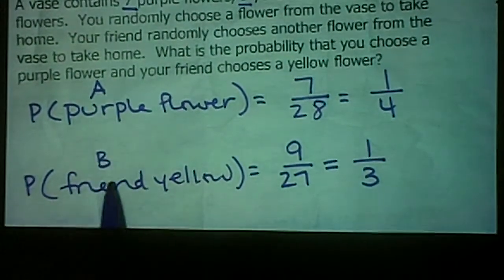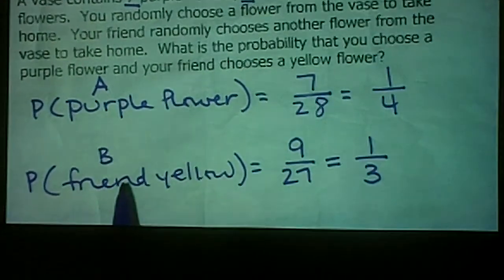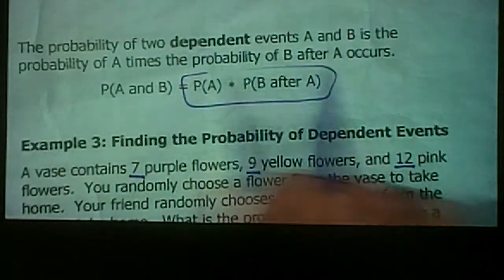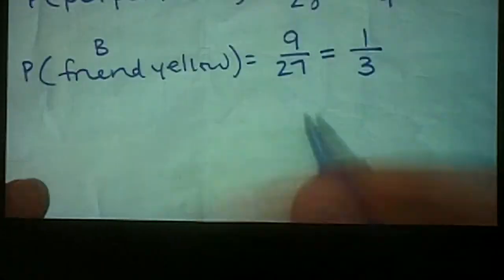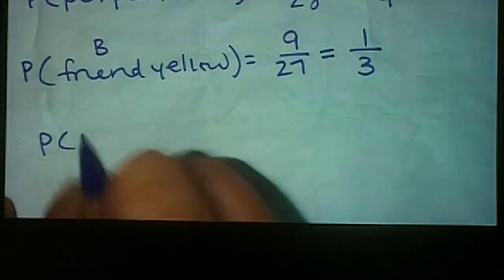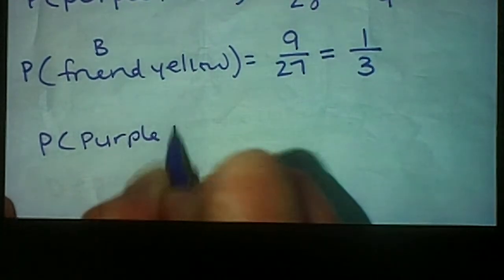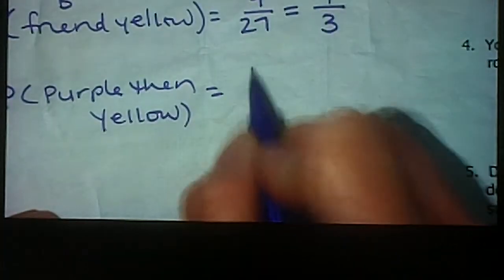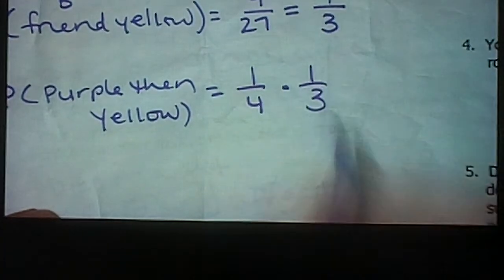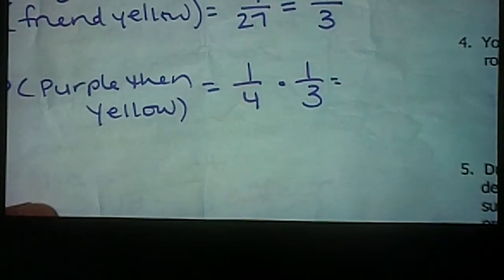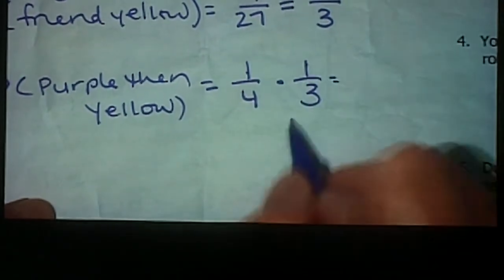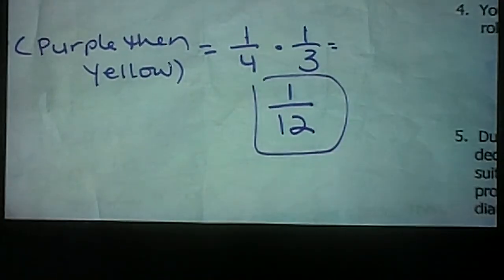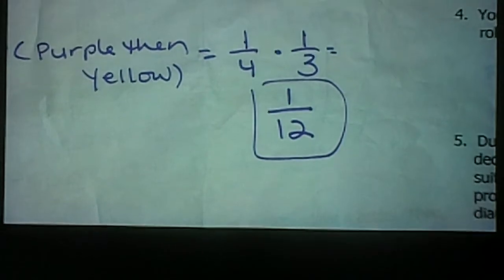So here's the probability of A, here's the probability of B after probability of A. And it says up here that all you need to do to find the probability of the event is multiply the first by the second. So all we have to do to find the probability of purple, then yellow, is take 1/4 times 1/3. It is not 2/7 because it's multiplication. 1 times 1 is 1. 4 times 3 is 12. So there's a 1 in 12 chance that you will pick a purple and then your friend will pick a yellow.